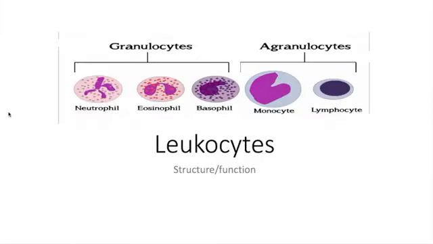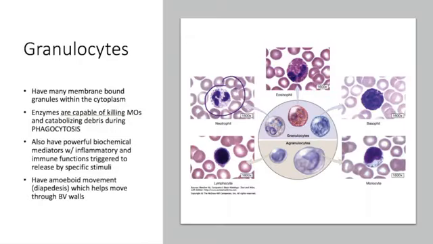We're going to take a look at granulocytes first, and you can see here how we have granulocytes and agranulocytes. The granulocytes encompass the neutrophil, eosinophil, and basophil. They have many membrane-bound granules in their cytoplasm, and these granules contain enzymes capable of killing microorganisms and catabolizing debris ingested during phagocytosis. These granules also contain powerful biochemical mediators with inflammatory and immune functions. These mediators, along with the digestive enzymes, are released from the granulocytes in response to specific stimuli.